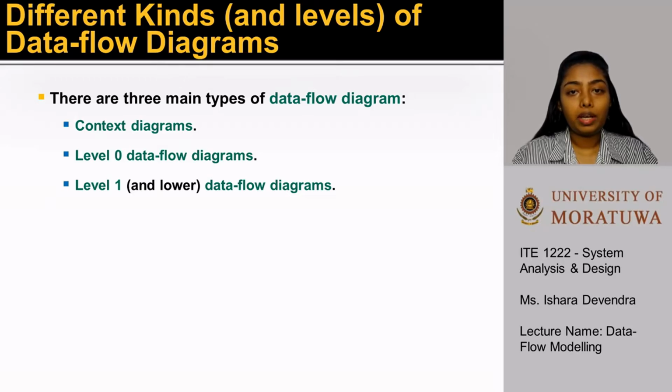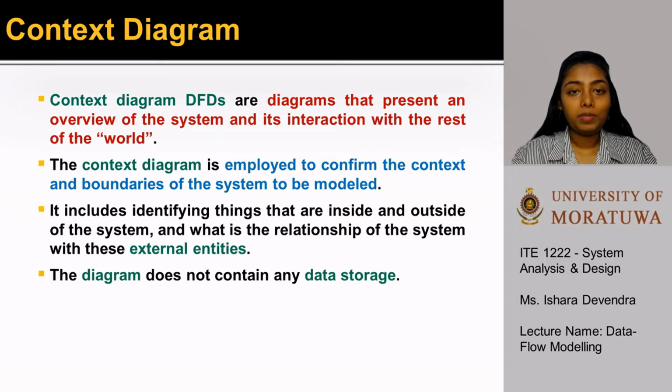Although all data flow diagrams are composed of the same type of symbols and the validation rules are the same for all data flow diagrams, there are three main types of data flow diagrams. These are known as context diagrams, level 0 data flow diagrams, and level 1 or lower data flow diagrams. Let's discuss them. First diagram type is a context diagram.